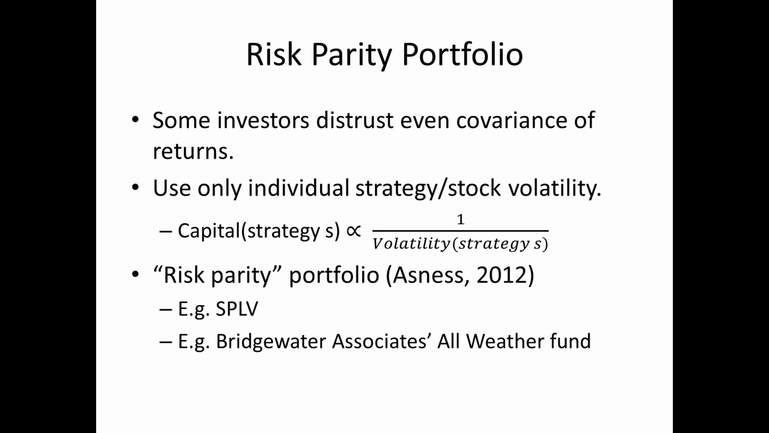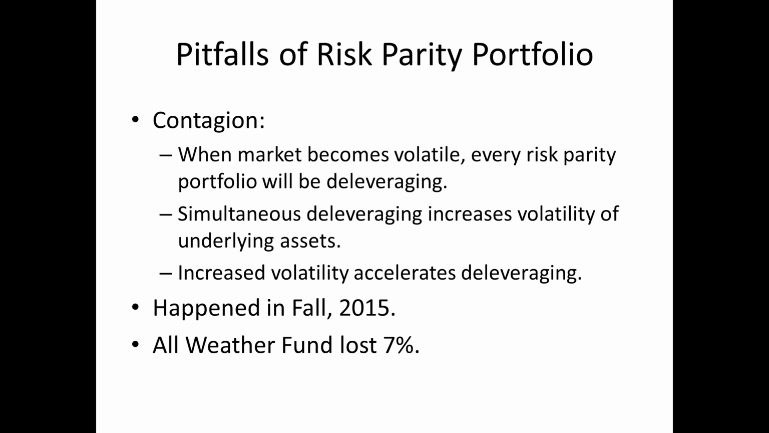Now, everything that I said has a pitfall. Every theory in finance has its pitfall, essentially. That pretty much captures the spirit of today. So what's the pitfall of a risk parity portfolio? The pitfall of a risk parity portfolio is that it is prone to start a contagion, to start a stampede. When the market becomes volatile, every risk parity portfolio, those multi-billion-dollar funds or ETFs, will be deleveraging. Because remember, allocation is proportional to 1 over volatility. So volatility increases, allocation decreases. Everybody is simultaneously deleveraging, and it actually increases the volatility of the underlying. So it gets into a vicious circle.